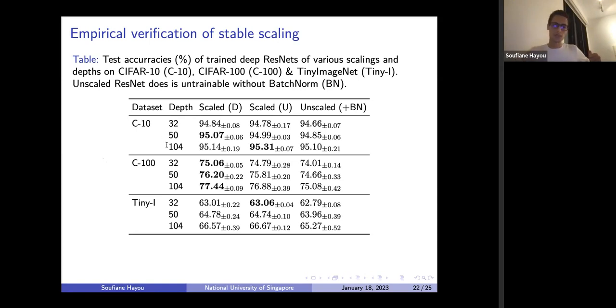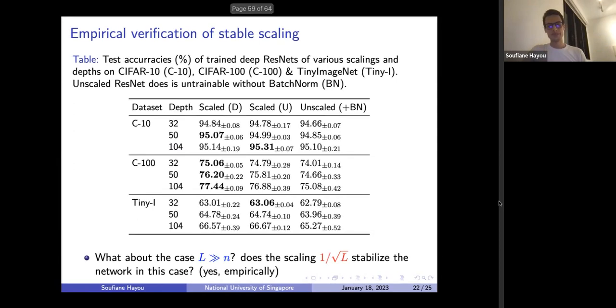And then, for example, for ResNet 104, you have a depth of 104 or more than that, etc. So they are typically of the same order, right? If not, for example, if depth is bigger than width, this naturally raises the question of what happens in the opposite case where depth is much bigger than width. Do we have this stable kind of behavior also in this case?